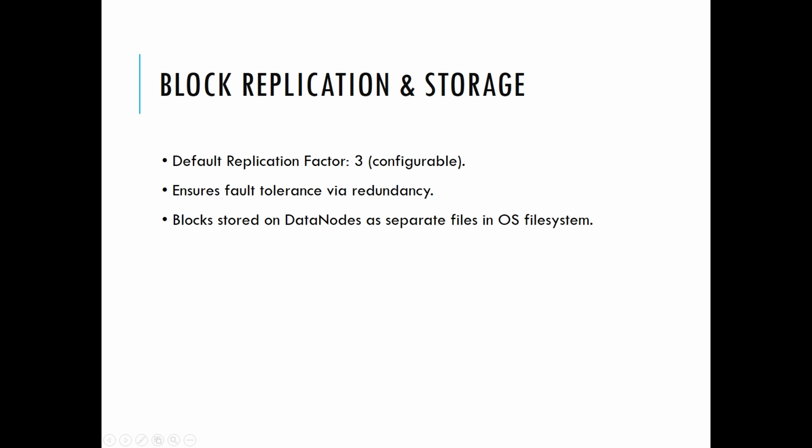To ensure fault tolerance, HDFS replicates each block multiple times. The default replication factor is 3, meaning each block is stored on 3 different data nodes. This redundancy allows the system to continue functioning even if 1 or 2 nodes fail. Each block is stored as a separate file in the underlying operating system's file system on the DataNode. This design choice simplifies storage management and leverages the local file system's capabilities.